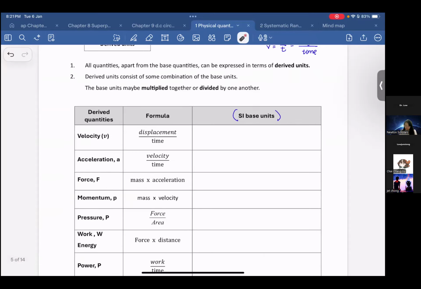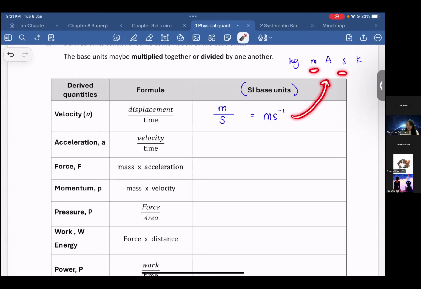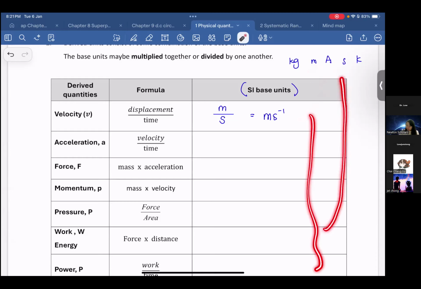Okay, first here. Velocity is displacement divided by time. Displacement is length. So here, it should be the meter. Meter is the unit for displacement, or we say length. Time is in second. So here, the SI base unit for velocity is m s^-1. So can you see kg, m, s? We'll try to learn how we derive in terms of these base units.